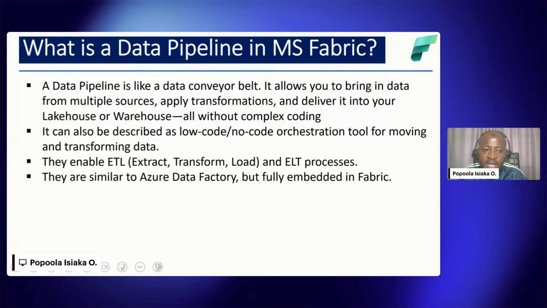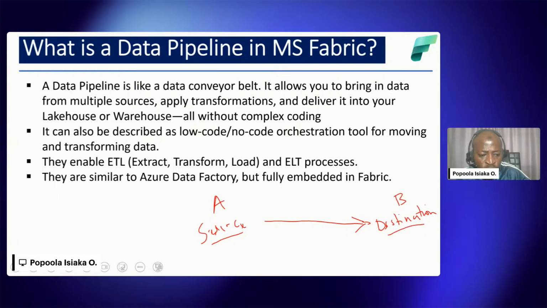It allows you to bring in data from multiple sources, applying transformations, and deliver it into your lakehouse or warehouse. Now, the idea is this: you want to move data from what we call a source to a destination. There is data located at a point, let us call it point A, which we regard as the source, and you want to move data to point B, which is also regarded as the destination.